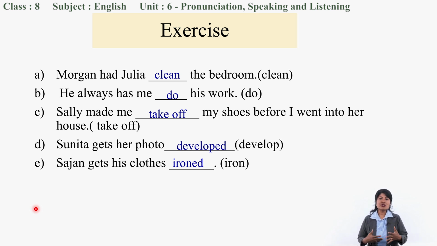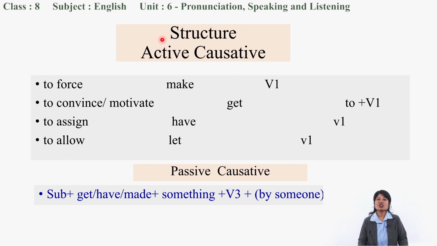And how we do it, do you remember what we talked about in grammar session? Okay, let me do a quick revision for you. So here is a quick revision about structure of active causative. So what we have been practicing in speaking section? Do you have any idea? Obviously, yes. We were based on these causative verbs. What are the causative verbs? Make, get, have, and let.